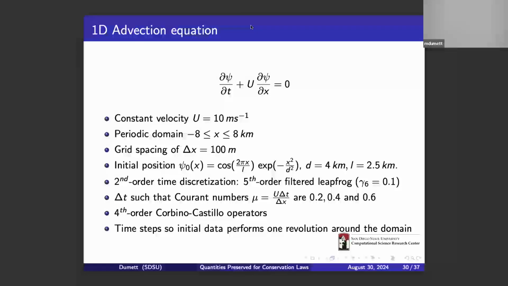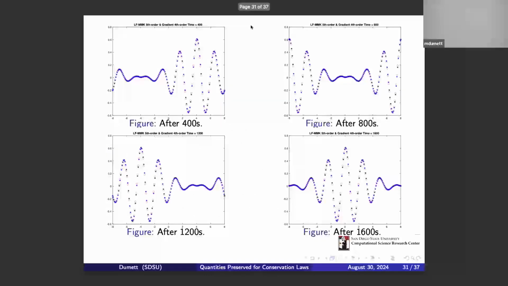The velocity has a periodic domain. We are using for this particular equation fourth order Corbino-Castillo operators. And for the time discretization, we are using a fifth order filtered leapfrog with this value for the parameter. And this is a second order discretization in time. And you can see the evolution. Initially you have this picture, and it starts to move along the way, and again you hit the initial picture. So this was prepared to run for a time just to perform a full cycle of this.